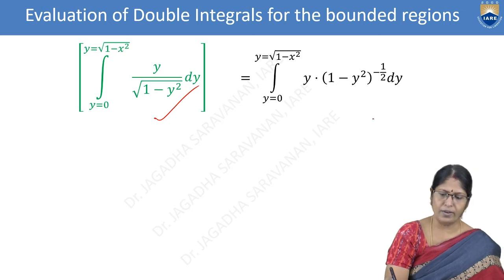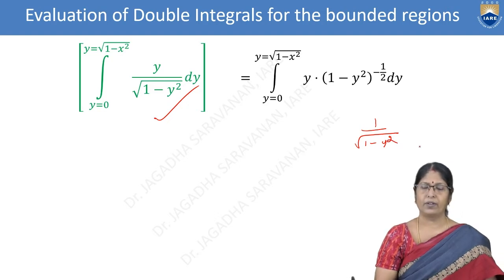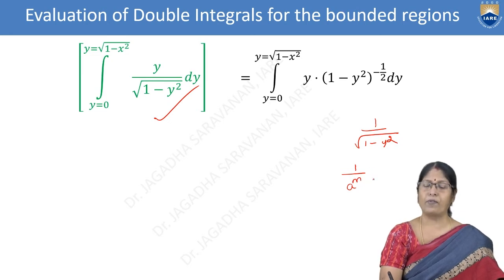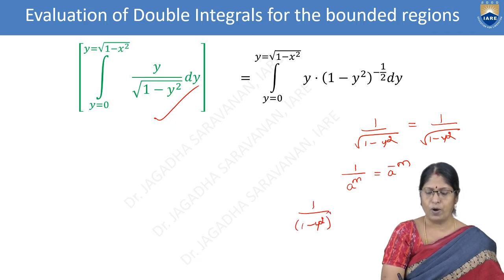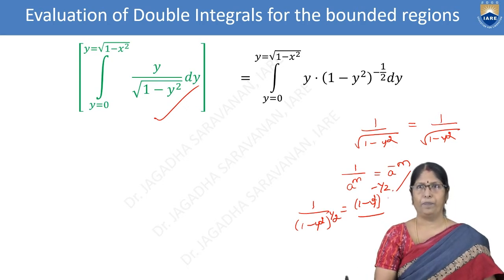Now, here 1 divided by square root of 1 minus y squared is there. According to the exponential law, we know that 1 by a power m can be written as a power minus m. So I am writing once again: 1 by (1 minus y squared) power 1 by 2 can be written as (1 minus y squared) power minus 1 by 2, according to this exponential law. That is what is written here.